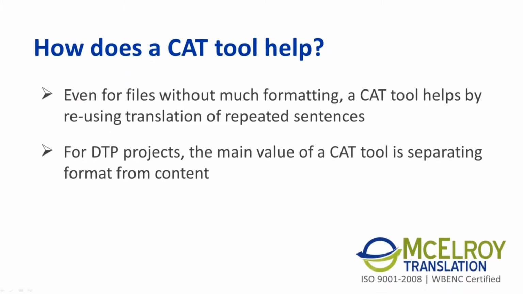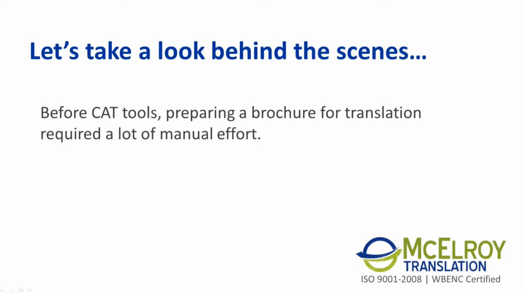The main way that this is done is it allows a translator to reuse previous translation, either something that's already in the document that they've already done, or using translation memory to bring in previous translations. For DTP projects, there's another great added value of separating format from content, and you'll see a little bit what this looks like. So first, let's take a look at what the world of translation of a brochure would look like before CAT tools.